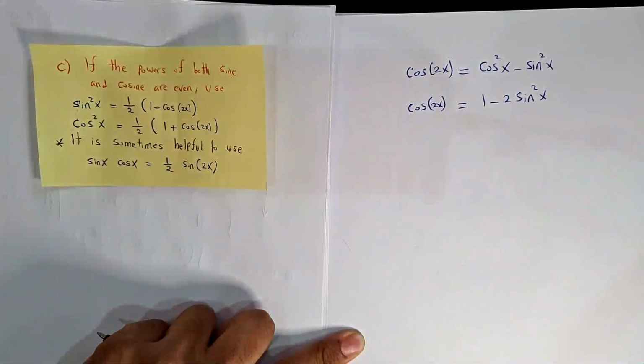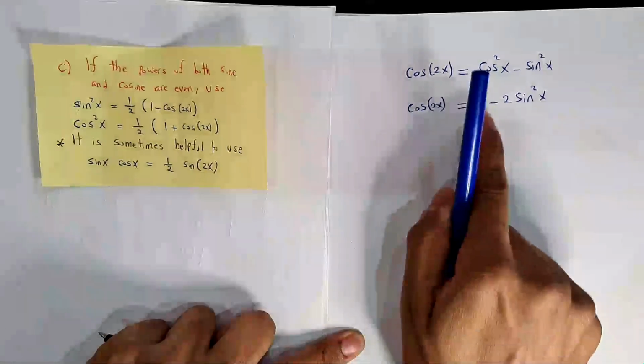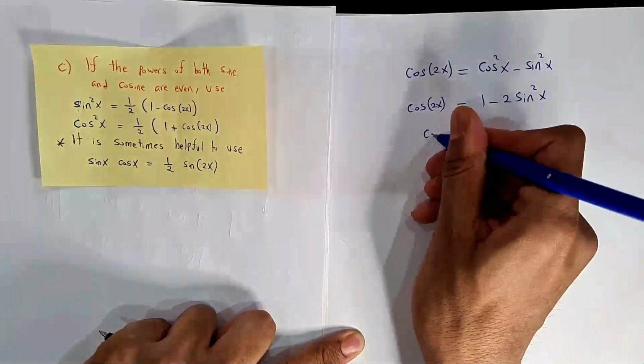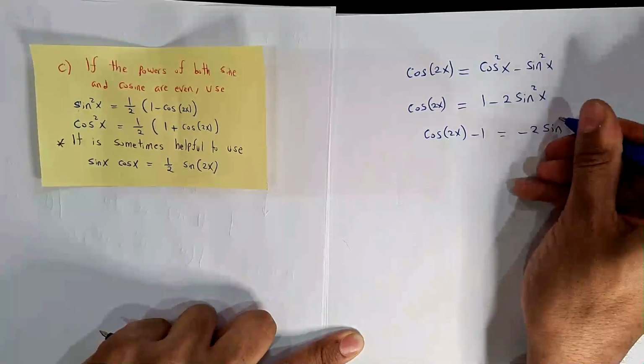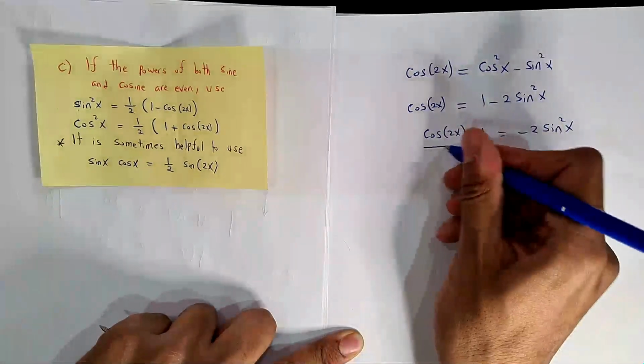In fact, this is what I need. Solve for sine square only. Subtract 1 from both sides. You will get cosine 2x minus 1 equals minus 2 sine square x. Now divide by minus 2.